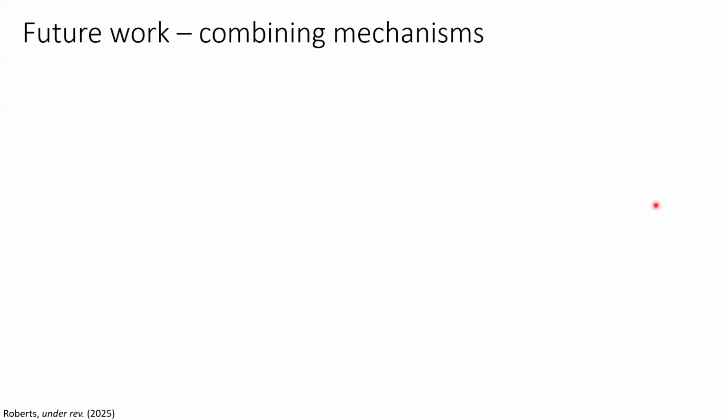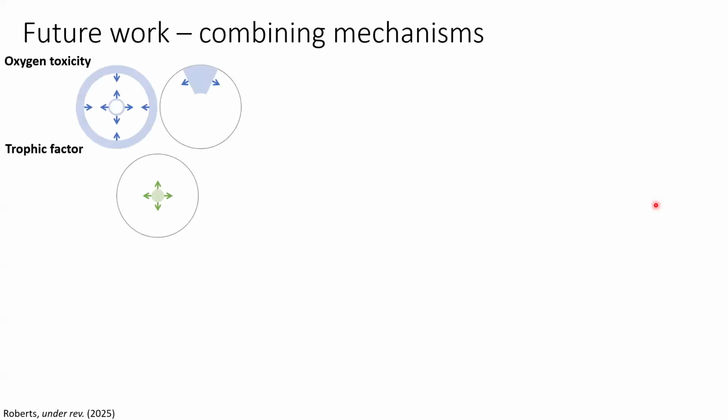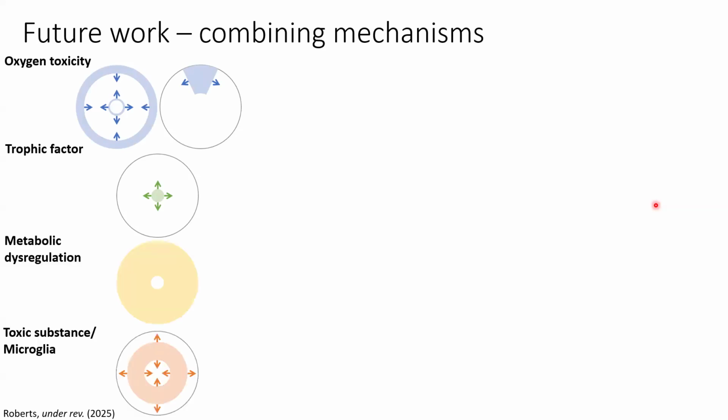So where is this going in future then? So far I've looked at these two mechanisms, oxygen toxicity and trophic factor depletion. And I'm beginning to look at these other things now, metabolic dysregulation and toxic substance or microglia hypotheses. And you can look at these each in isolation. And some of these will involve much more detailed biochemical modeling. But then you can also think about how, once you've got models for each of these things, they might combine together to give the full range of patterns that you see.